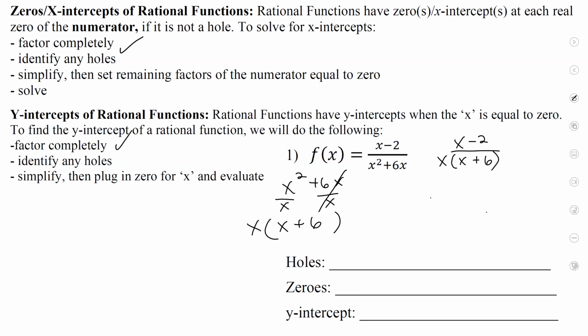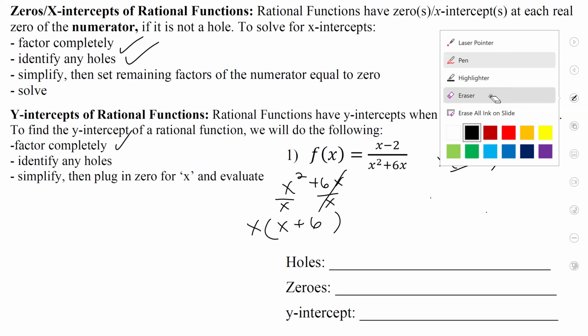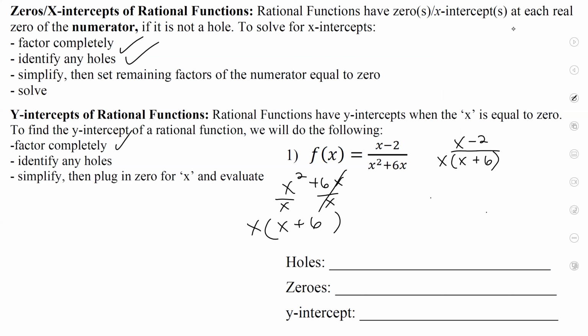We just did the first part. Now we're going to identify any holes. How do I find out what my holes are? Yes, exactly. Whatever we cross out. Is there anything that we can cross out? No, those don't match, so we can't cross those out. So guys, is there a hole? No, there's no hole in this case. So I'm just going to put none. And I need you guys to write the reason why so we don't forget. There are no holes because nothing canceled out.